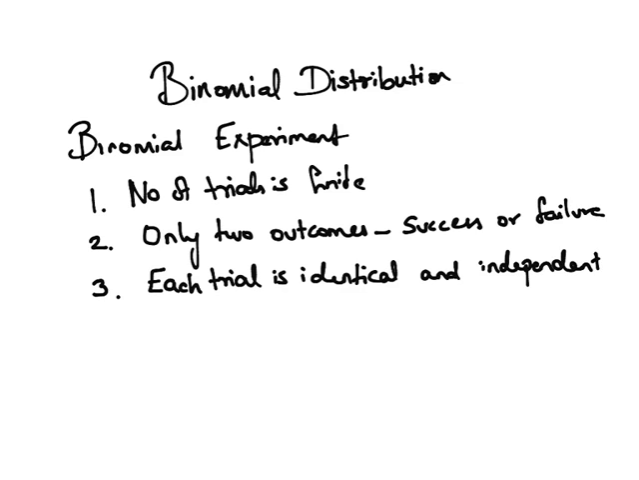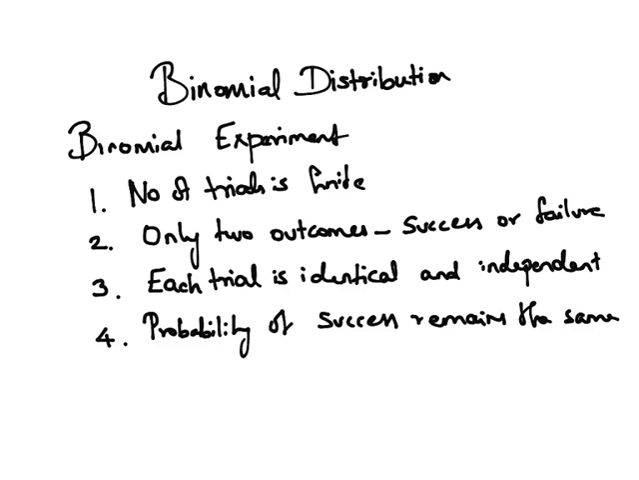And finally, the fourth property is that the probability of success remains the same in every trial. Let me again take an experiment of tossing a coin 10 times. Here the number of trials is 10, which is finite. There are only two outcomes, getting a head or getting a tail, and each trial is identical and independent. Now, let us look at whether this experiment will satisfy the fourth property or not.